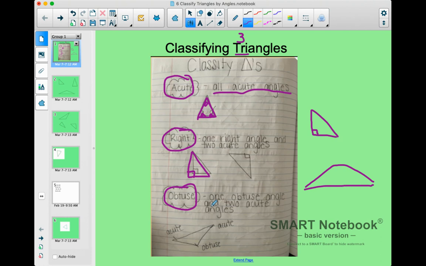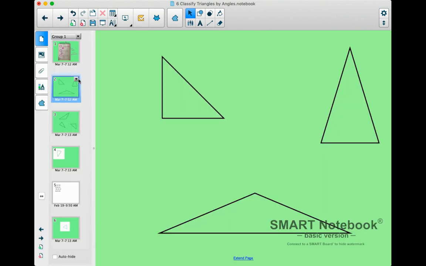If you are watching the video and you did not take notes yet, make sure that you pause here so you can get the definitions in your notes. So we're going to take a look at a couple of examples. Each of these is an example of one of the different types of triangles that I talked about earlier. So let's take a look at the first one.